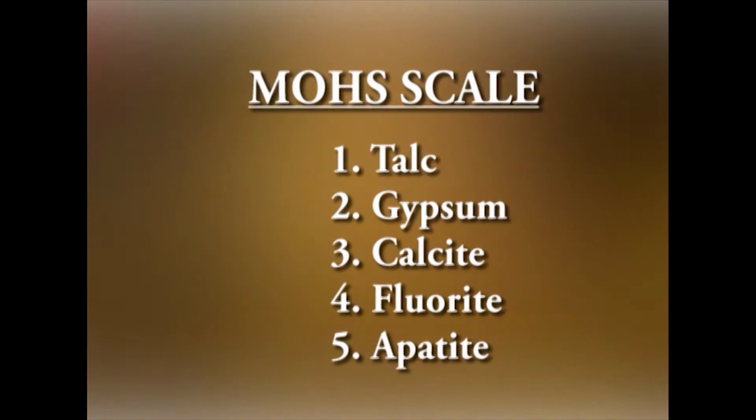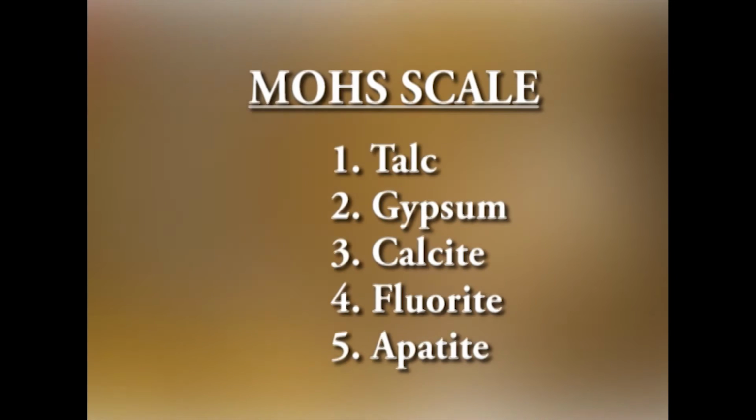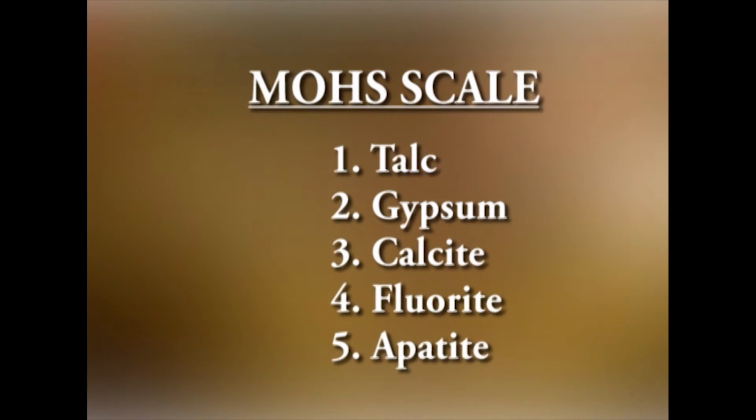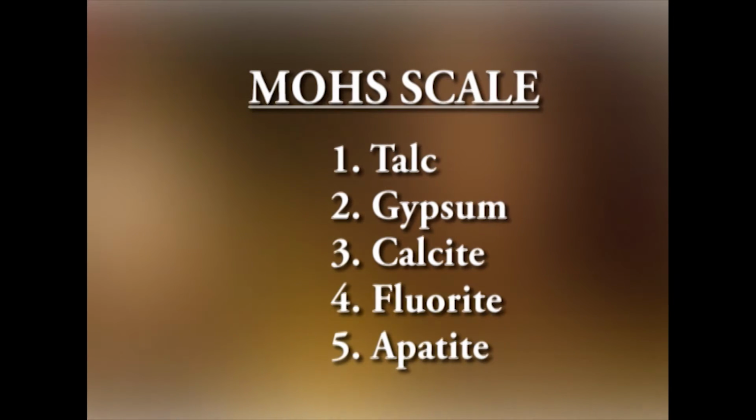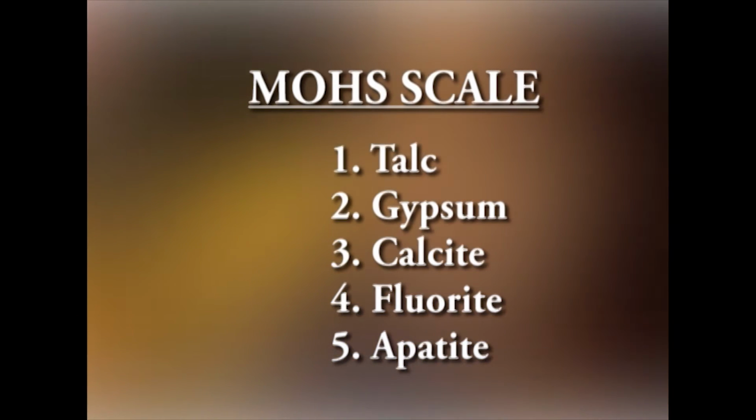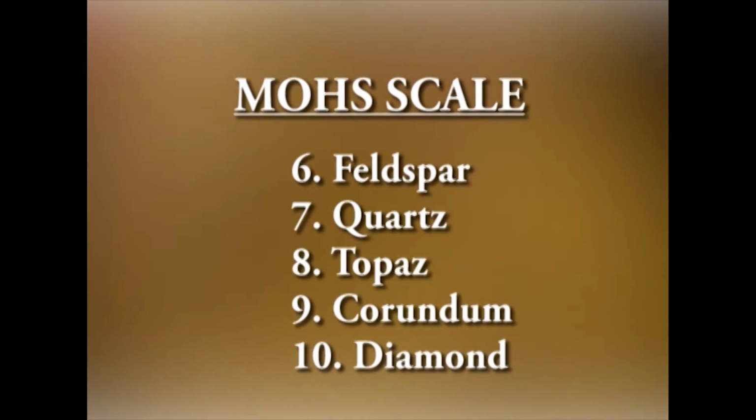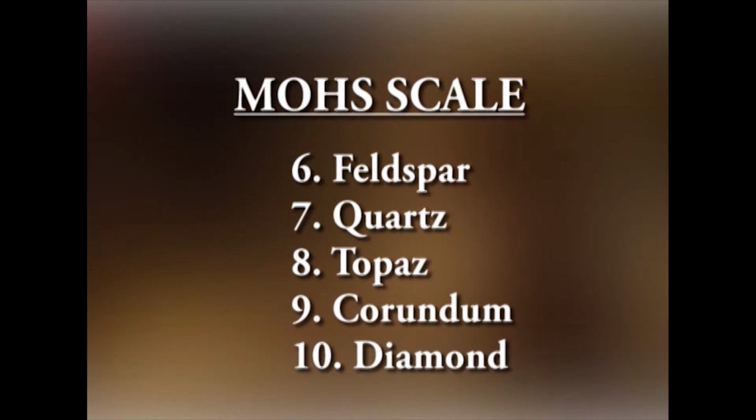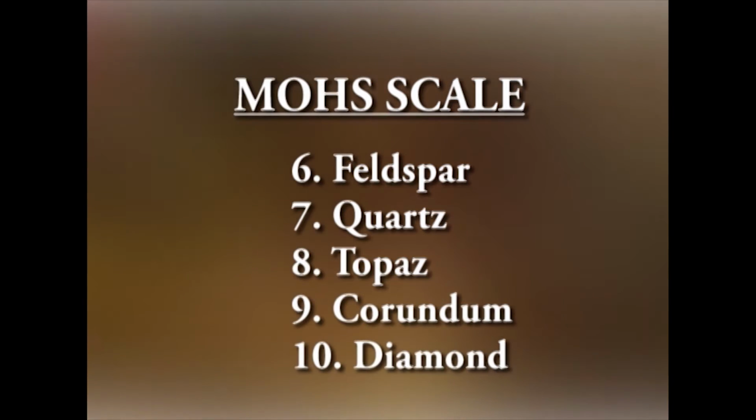Mohs scale. 1. Talc, 2. Gypsum, 3. Calcite, 4. Fluorite, 5. Apatite, 6. Feldspar, 7. Quartz, 8. Topaz, 9. Corundum, 10. Diamond. Some minerals will have a variation in hardness within one crystal depending on the direction in which it is scratched.